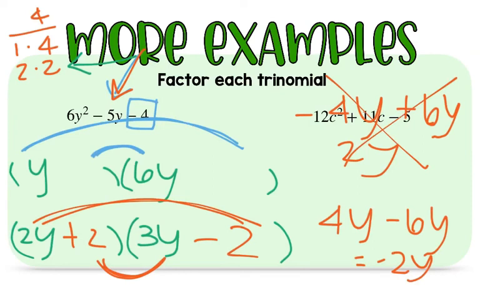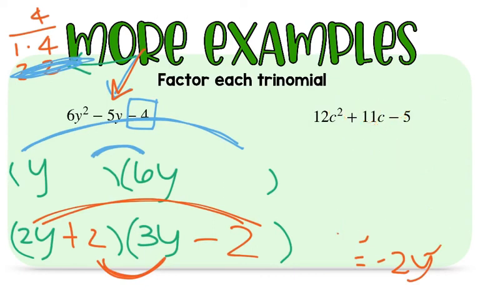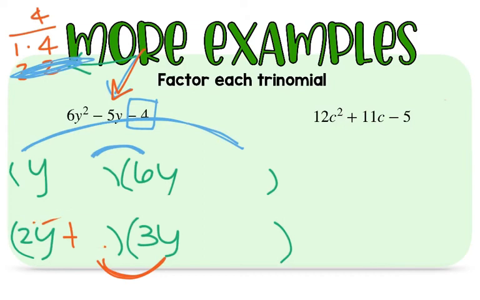That means that 2 and 2 is not working at all. So I can cross that off, and I know that 1 and 4 has to be the winning combination. Now it's just a matter of knowing what set of parentheses to put it in.